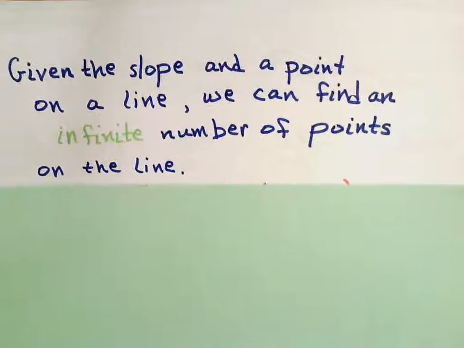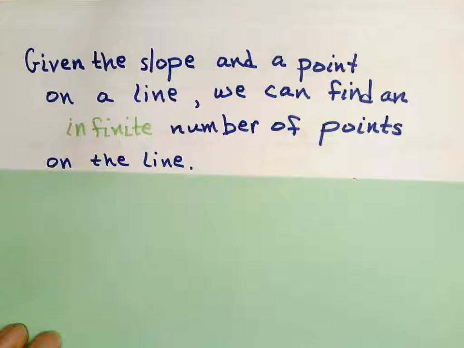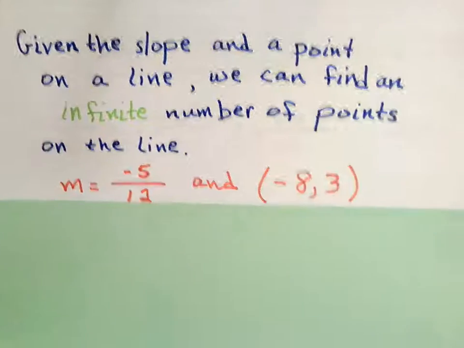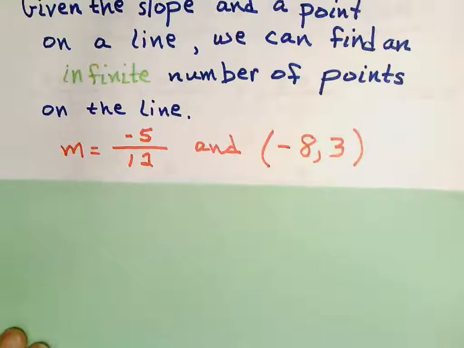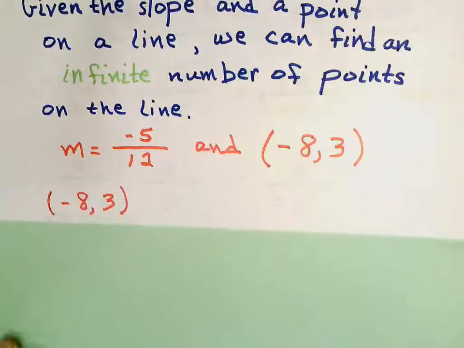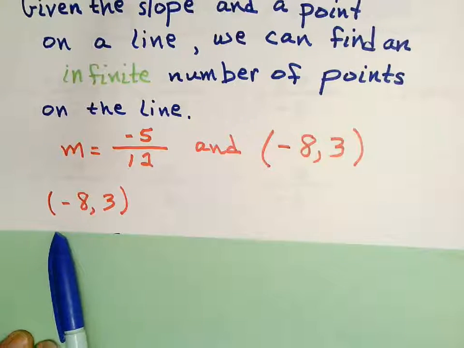We're going to be given a slope and a point on a line. We can find an infinite number of points on the line. So here's our slope. Here's our point. Here's the point we're using.